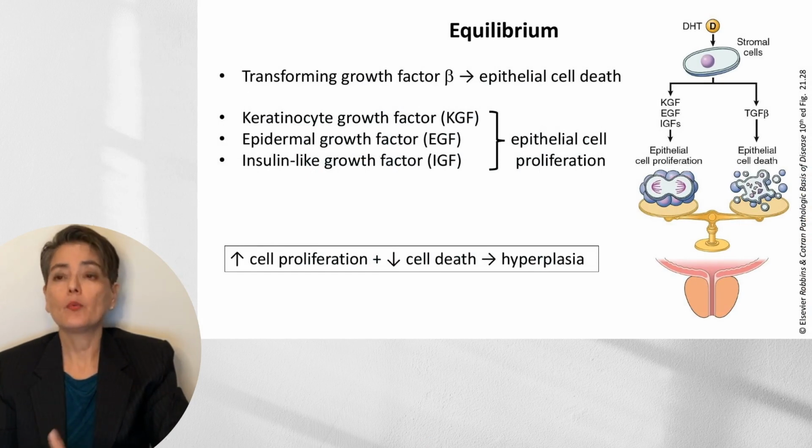Now, typically, we have a balance between our epithelial cell proliferation and our cell death, and the prostate remains its usual size. However, if we have some imbalance leading to increased cell proliferation and decreased cell death, we can get hyperplasia. This balance is maintained between transforming growth factor beta, which drives towards cell death, and epithelial cell proliferation, which is driven by these growth factors. So what is it that's going to cause this balance to shift?